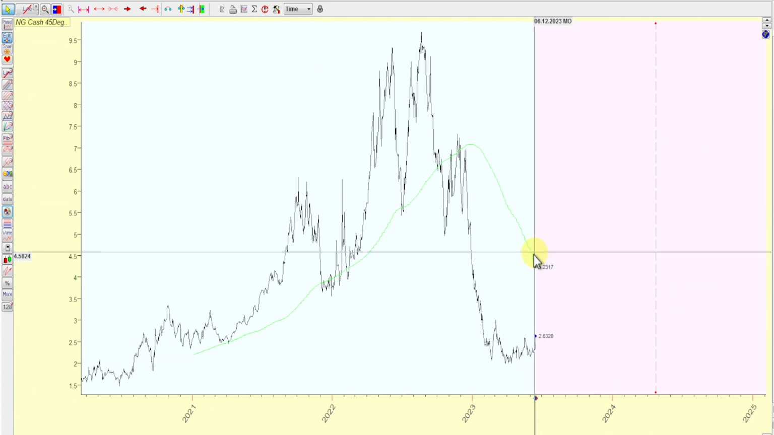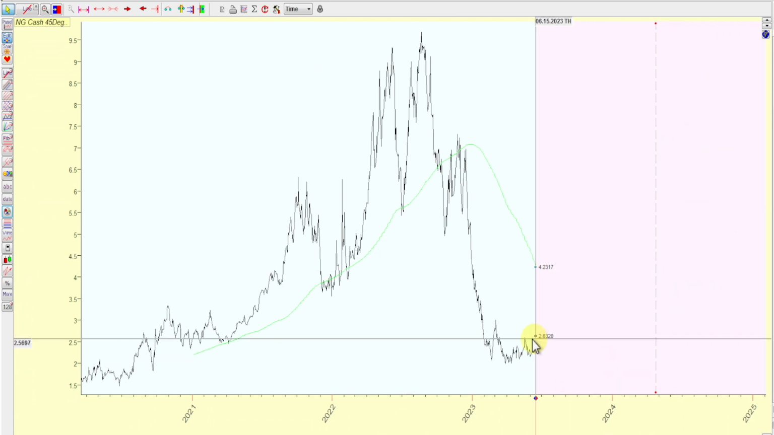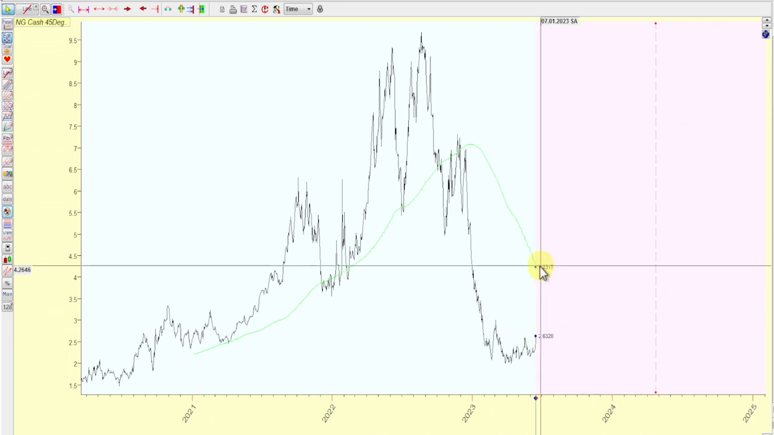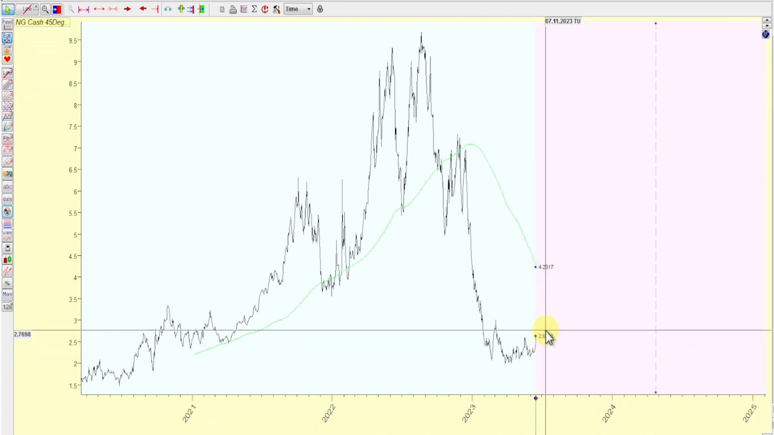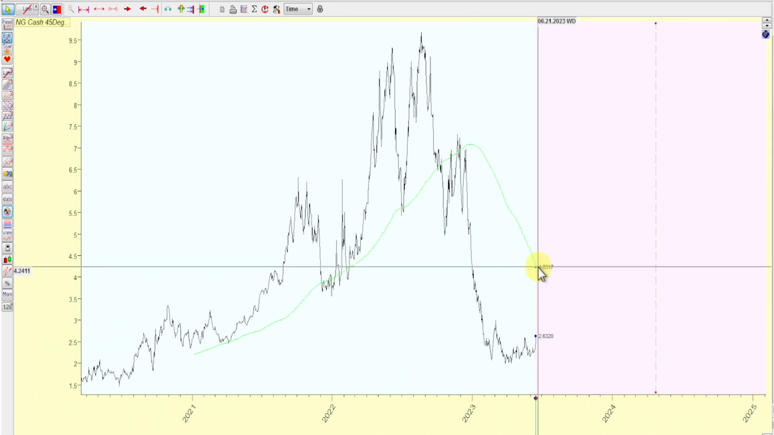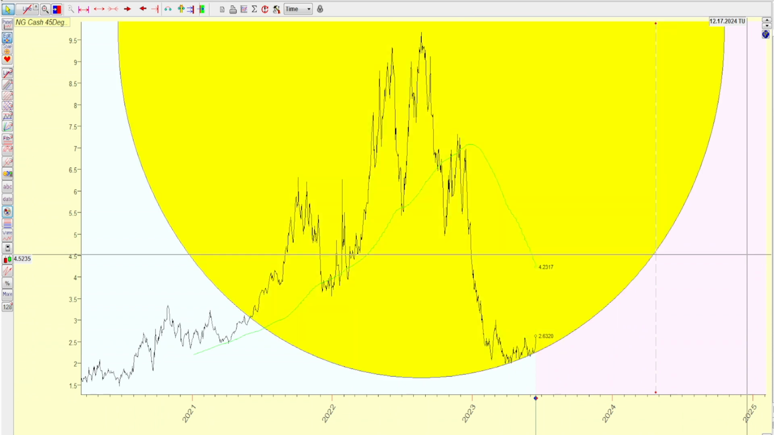This line right here, this is the 200 SMA, meaning that natural gas has closed above all the SMAs except the 200. So that's positive. That's why I keep eliminating it and just kind of leaving the big one, which is the 200 right there.